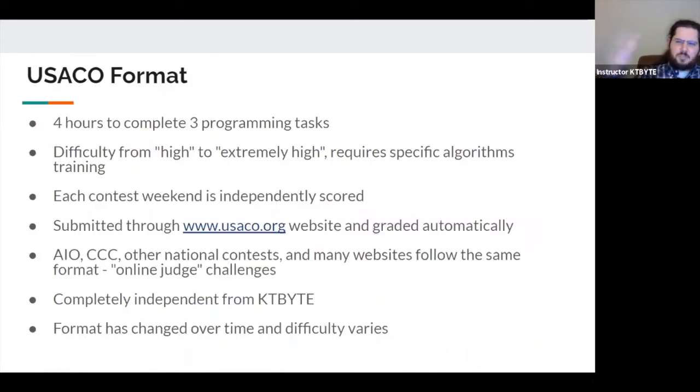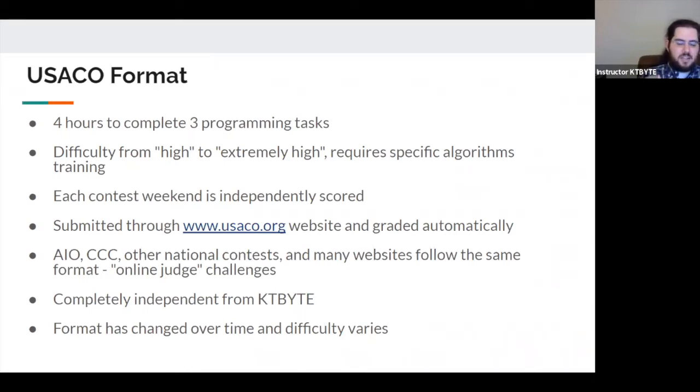So the format, I kind of mentioned some of these. It is 4 hours for 3 tasks. So they're all fairly long tasks. You have to organize your time well and organize your problem solving approach well. And even then you may easily run out of time because they're all quite difficult to work through. Compared to the earlier contests, these are all fairly high difficulty, and it has increased in difficulty over time.